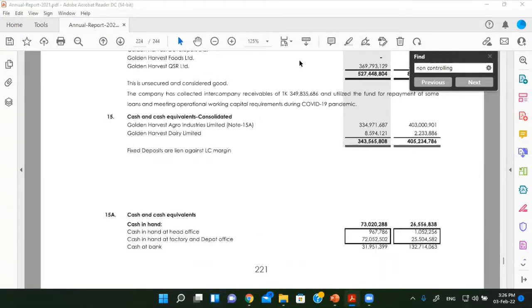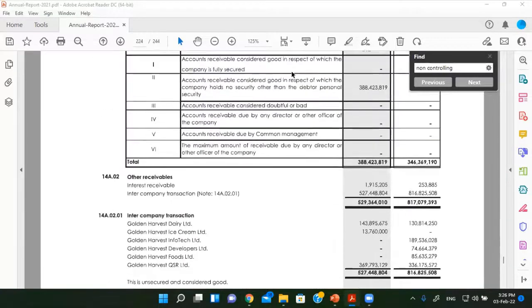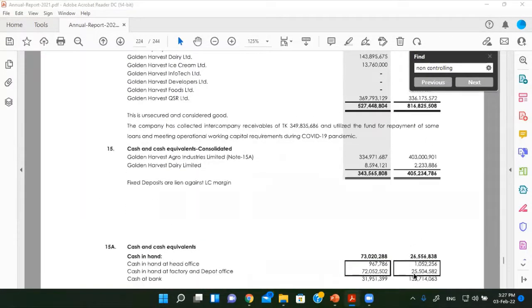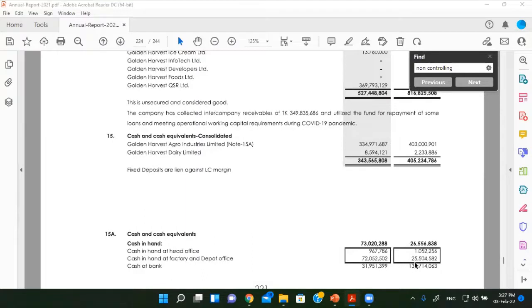Which one is the biggest amount? Factory and depot, they have maintained some cash balances, and this is a very much bigger amount. And you see, compared to previous year, 2020, it has become approximately 3 times more. But cash in hand at office has reduced.